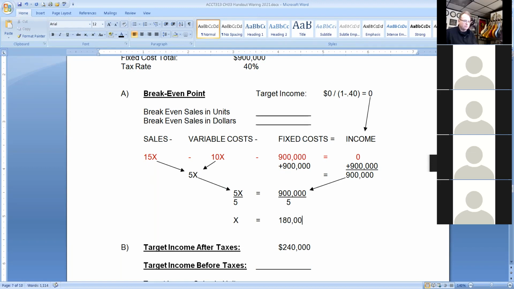$180,000. 180,000 times 2,700,000. Okay, so these are the units. And these would be the dollar sales.